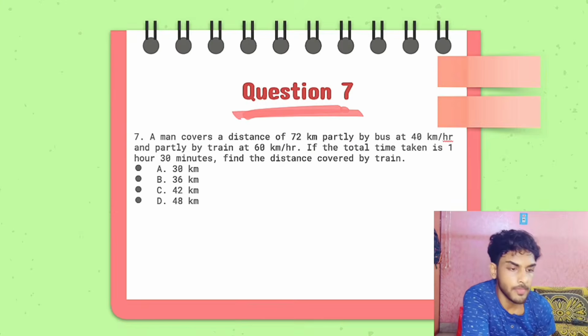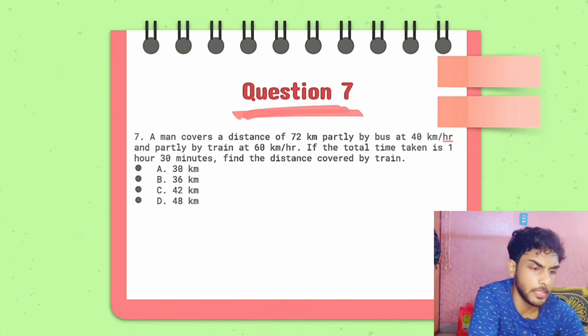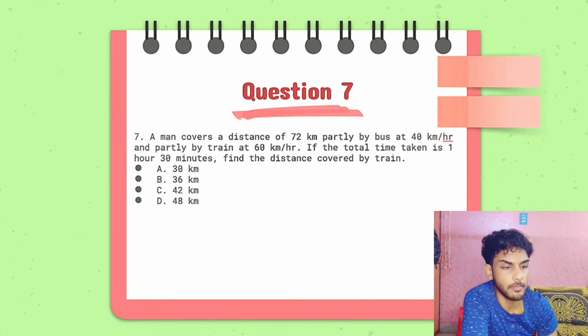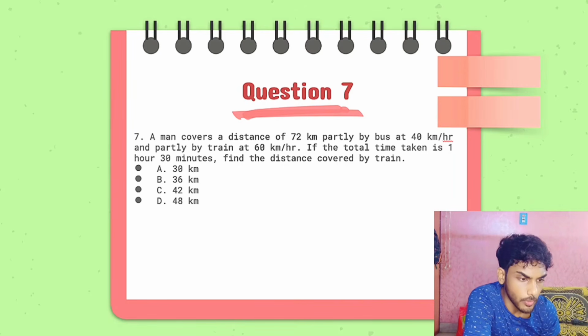The next question. A man covers a distance of 72 km partly by bus at 40 km per hour and partly by train at 60 km per hour. If the total time taken is 1 hour 30 minutes, find the distance covered by the train. You need to understand the total time given, 1 hour 30 minutes, is basically 3 by 2 hours.